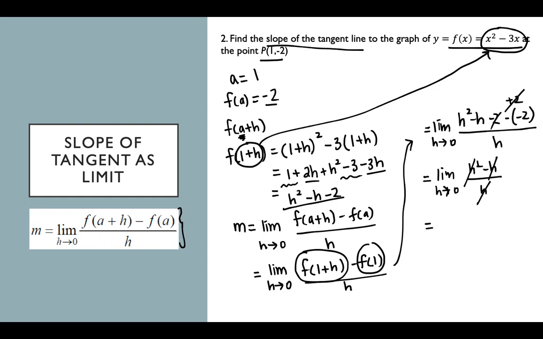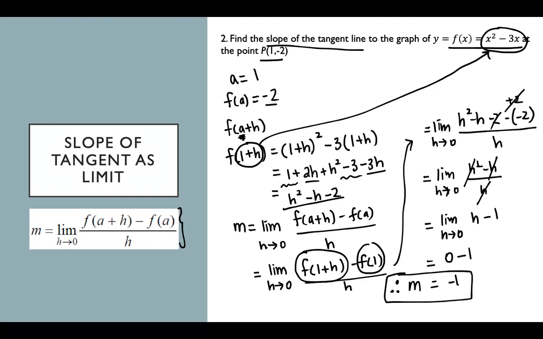Now, once you realize that the h in the denominator is canceled, then you can start plugging it in. So I'm not going to write limit anymore. Why? Because I'm plugging in 0 into h, 0 minus 1. So you stop writing limit. And then negative 1. So therefore, the slope of a secant line of this function is going to be negative 1.